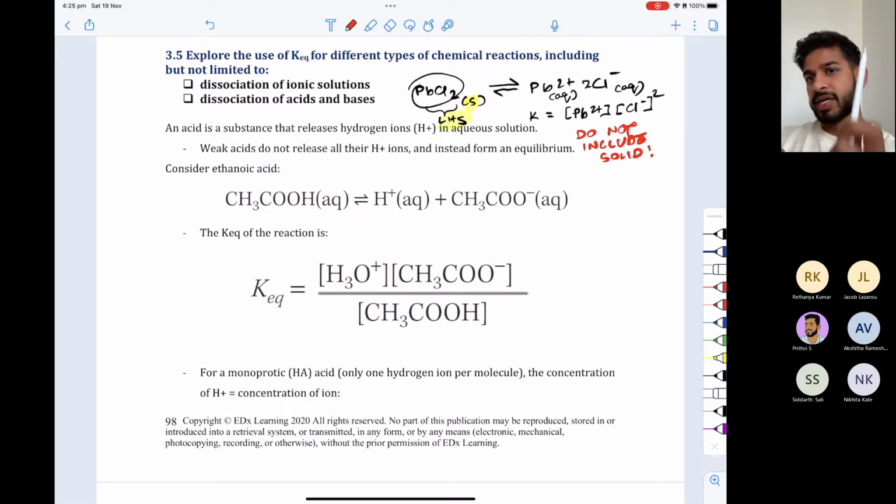Let's talk about dissociation of acids and bases. And first of all, what does this word mean, dissociation?